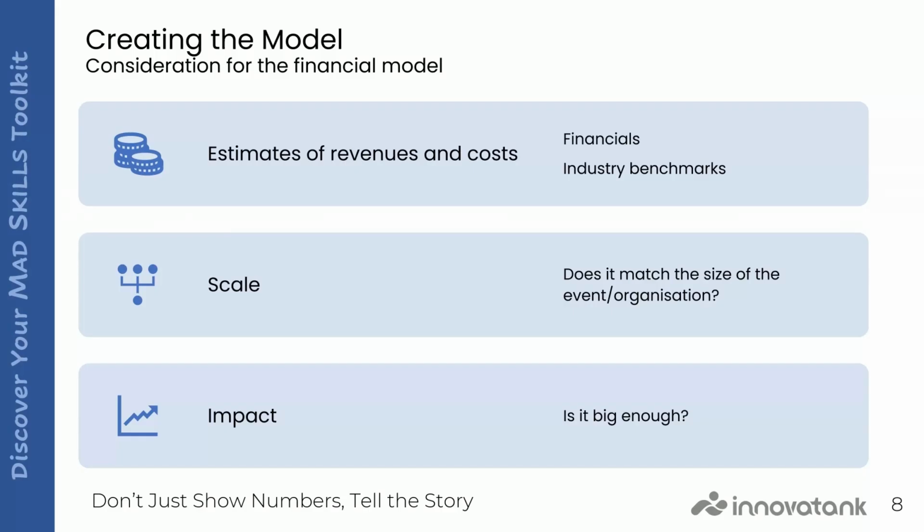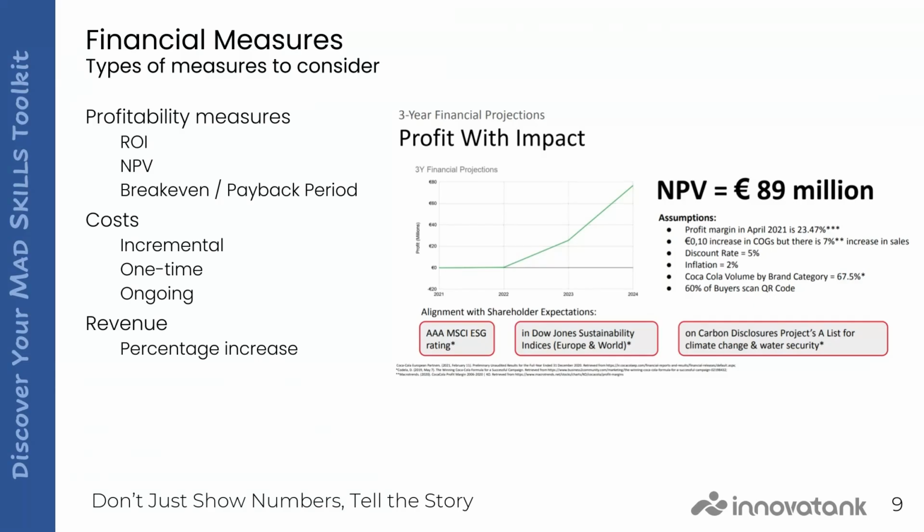Now model the impact of your solution. Estimate revenues and costs based on financial and industry benchmarks. Make sure the scale is big enough to matter to your defined audience. CEOs care about profit. Break costs into incremental, one time, and ongoing. Focus on profit impact, but show how revenue and cost changes work together. Use measures that match the organization's maturity: ROI for quick checks, NPV, IRR for deeper analysis. Present visually, with charts showing profit with or without your solution, and clear assumptions.